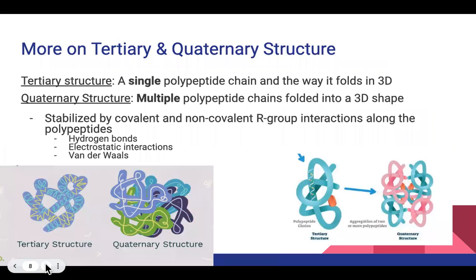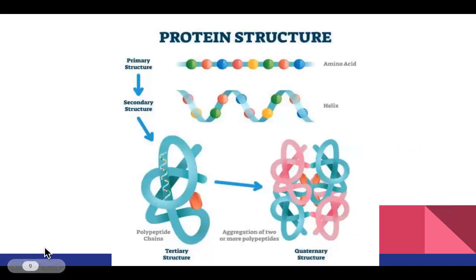So here's the big difference. A tertiary structure is a single polypeptide, whereas a quaternary is multiple. It could be any number more than 2. Again, they're stabilized by R group interactions, and we'll go through those types of interactions. And this is just how they get there.